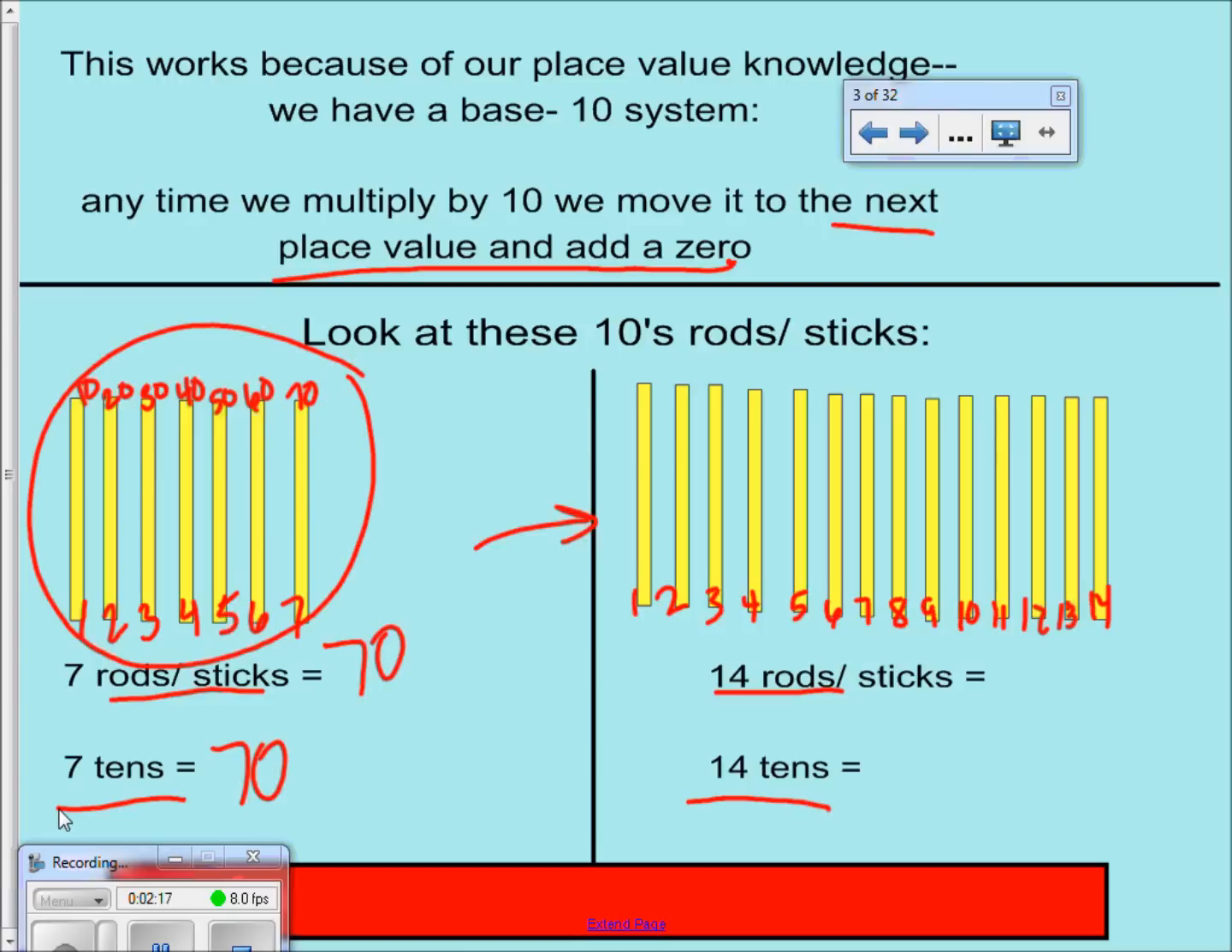So if we count by 10 and recount each of our rods, we'll see that we have 10, 20, 30, 40, 50, 60, 70, 80, 90, 100, 110, 120, 130, 140. So 14 rods is the same thing as 140, and 14 tens is the same thing as 140. Notice how we add a 0 to the end, just like how up here you add a 0.